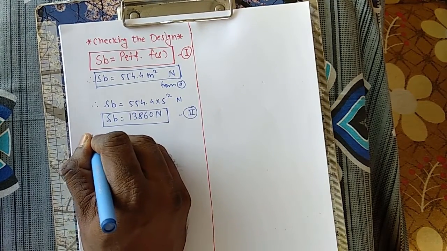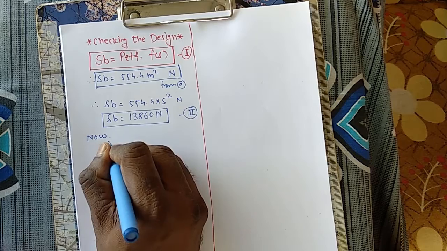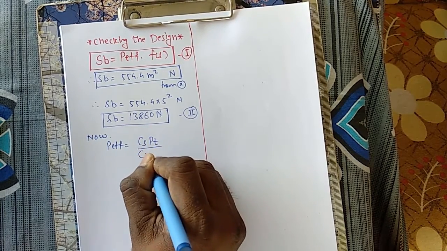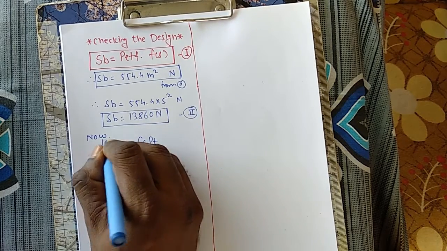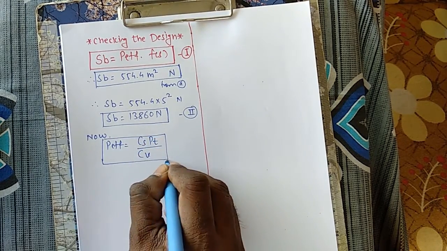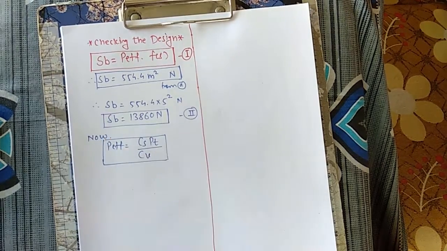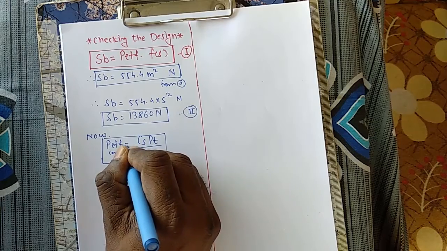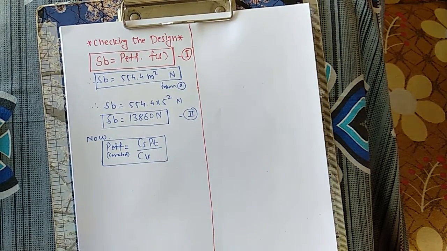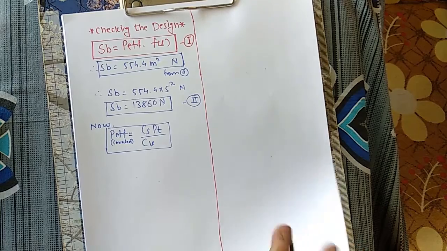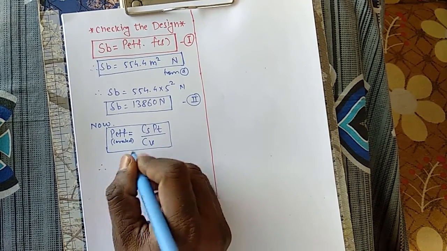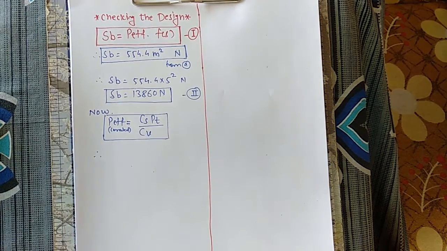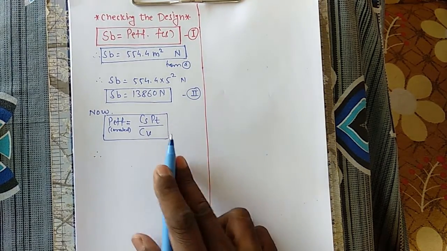Now we will calculate P effective, which is given by P effective is equal to CS PT by CV. So I will say this P effective is nothing but corrected P effective. I will call it a corrected P effective. Why it is corrected P effective, I will let you know after some time. So first we will calculate the value of PT.